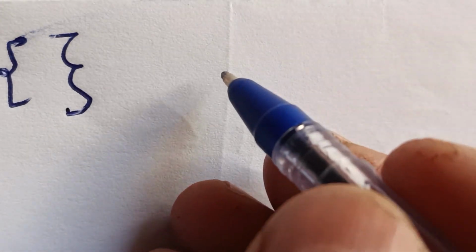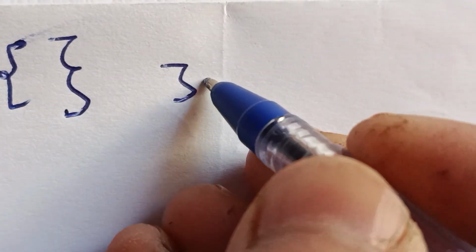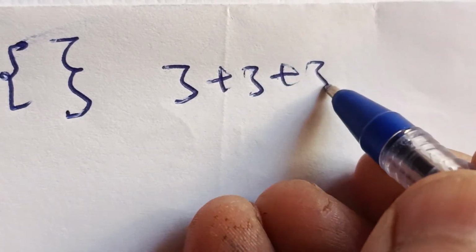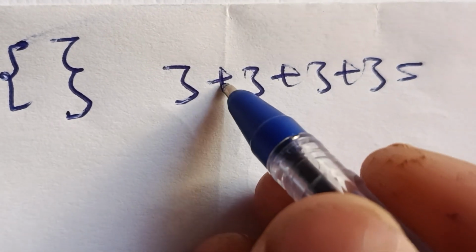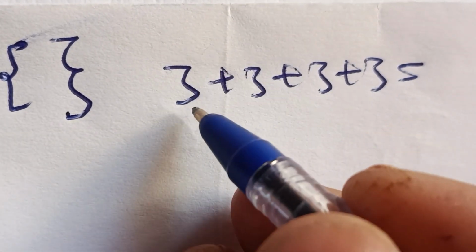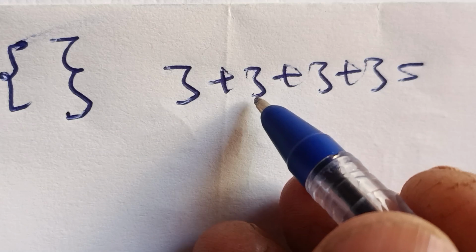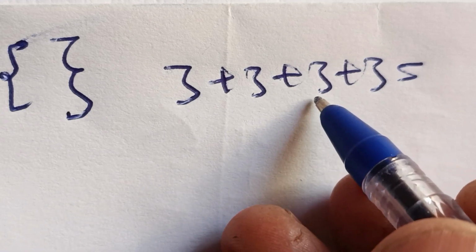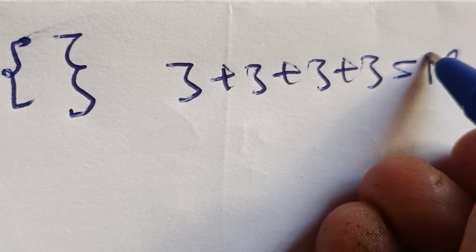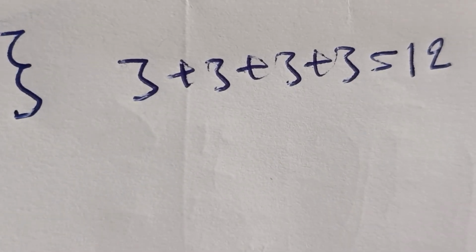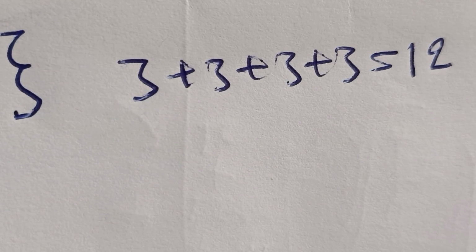Let's start with an example. For example, three plus three plus three plus three. Three is added to itself four times. Three plus three is six. Six plus three is nine. Nine plus three is 12. The number three is added to itself four times. All of these numbers are the same, so they are equal numbers.